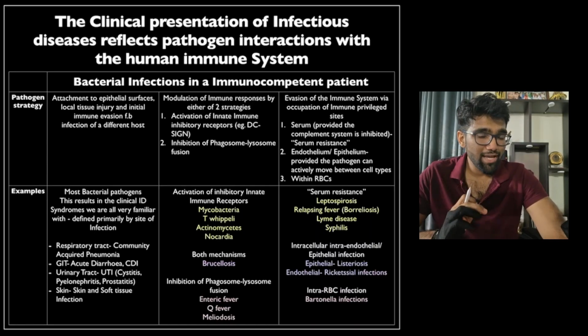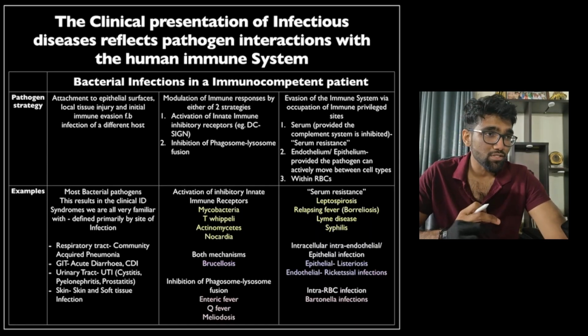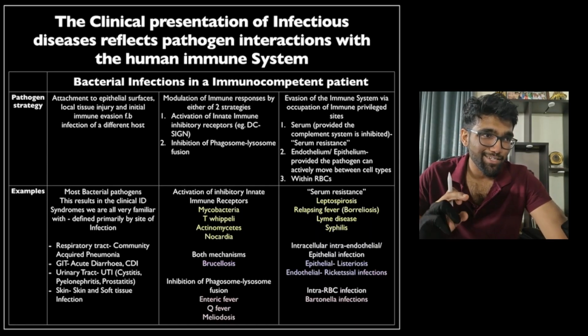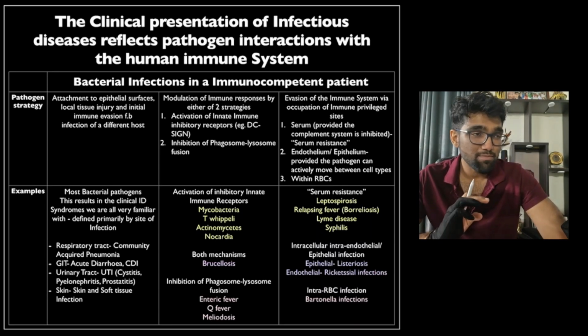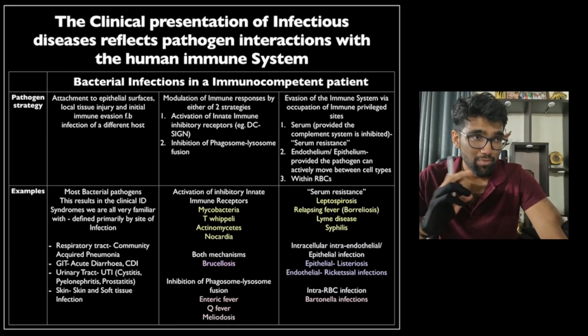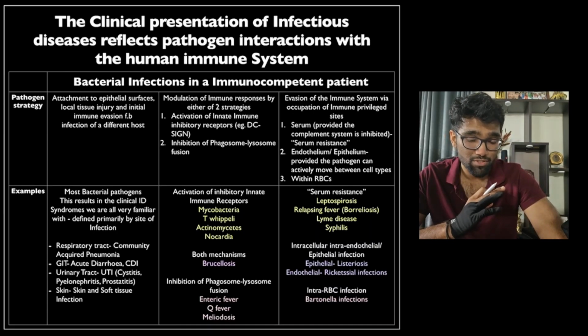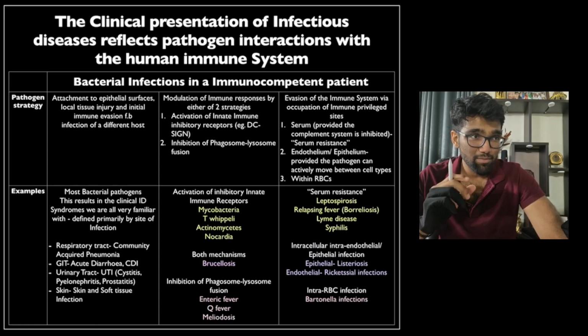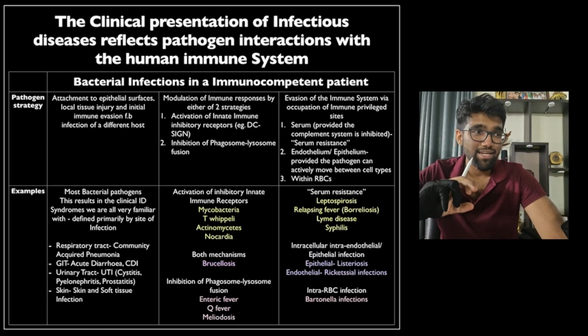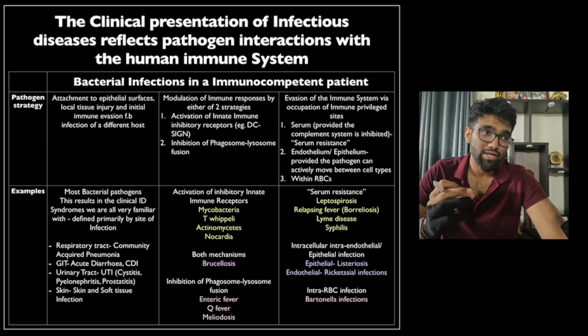Then there are some organisms that modulate immune responses in order to get away with things and to be able to cause more severe infections. So an example of this is by activating innate immune receptors that are actually inhibitory. So remember the detection part of the innate immune response. That detection of the pathogen stimulus can induce these cells also to get inhibited.